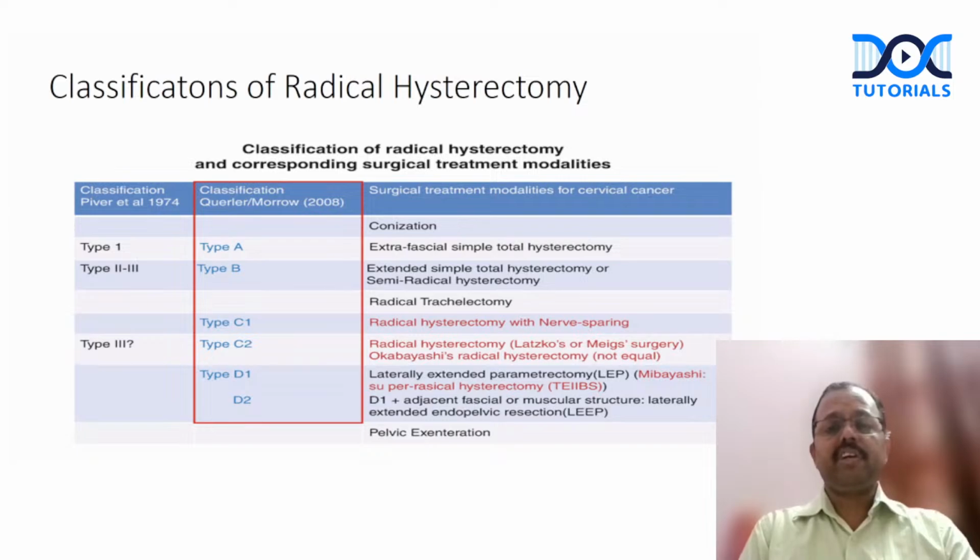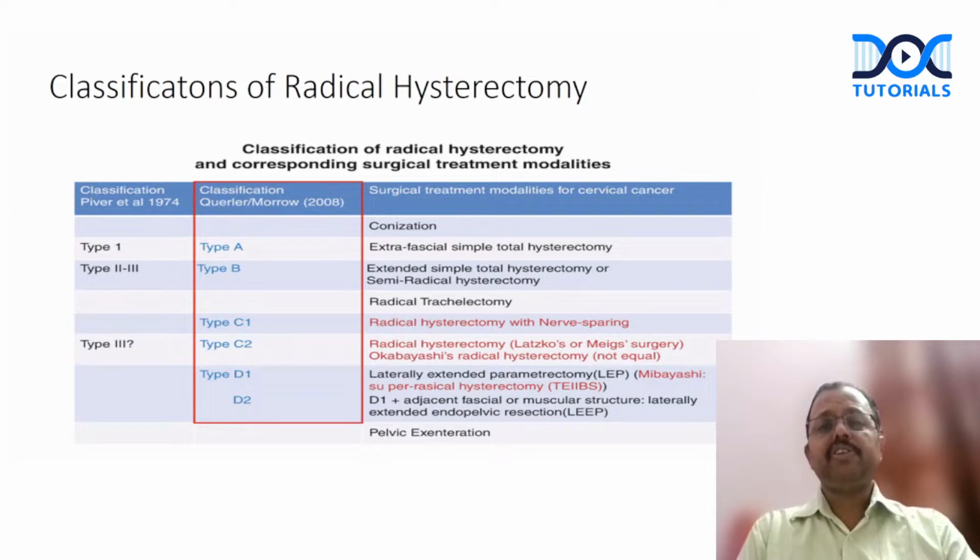With regard to the uterosacral ligament, in a type 2 it will be midway between the uterus and the sacrum, and in type 3, it is close to the sacrum that you're going to remove the uterosacral ligament. And then the vagina. In a type 2, it is at least 2 centimeters of the vaginal cuff that you have to give. People go on to say that when you take up to the upper third of the vagina, then it becomes a radical type 3 hysterectomy.